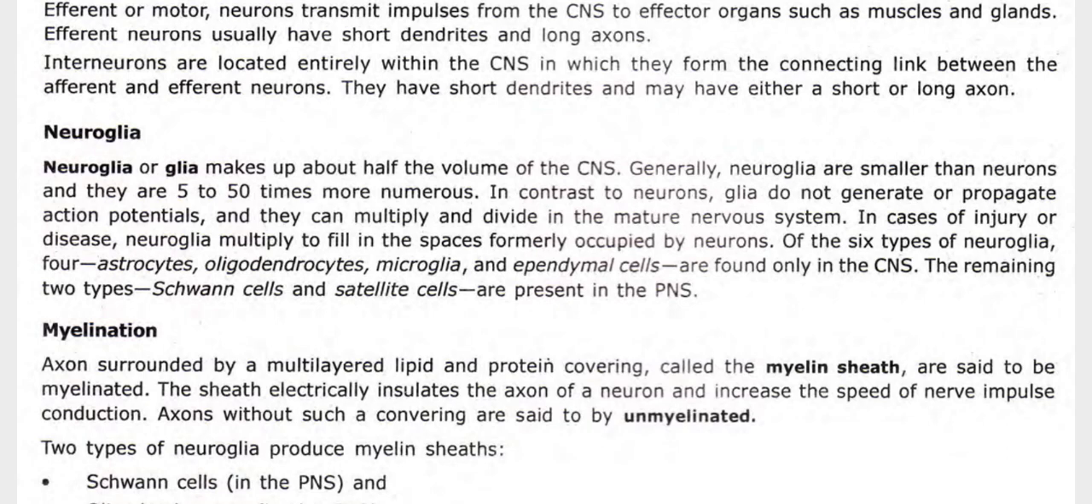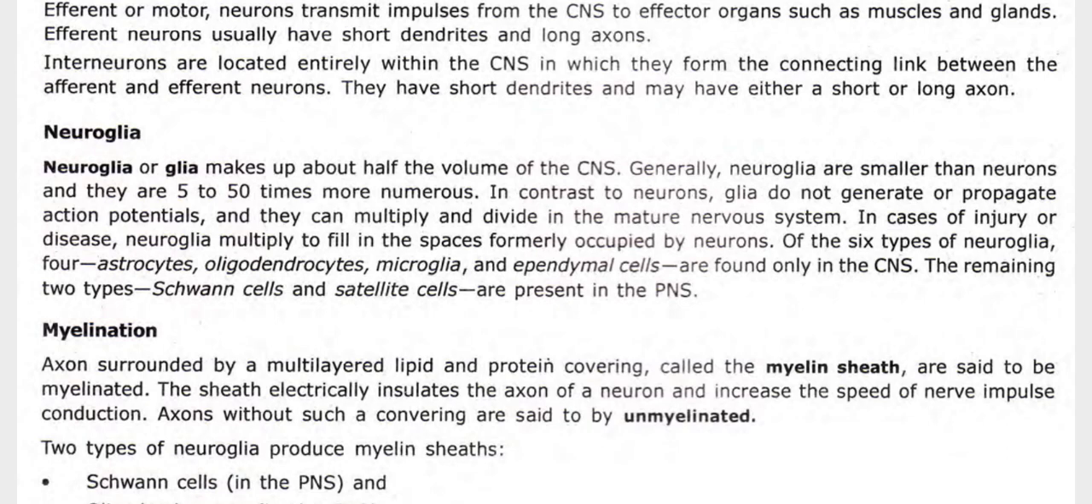The neuroglia, or glia, make up about half the volume of the central nervous system. Generally, neuroglia are smaller than neurons, and they are 5 to 50 times more numerous. In contrast to neurons, glia do not generate or propagate action potentials, and they can multiply and divide in the mature nervous system. In cases of injury or disease, neuroglia multiply to fill the spaces formerly occupied by neurons.